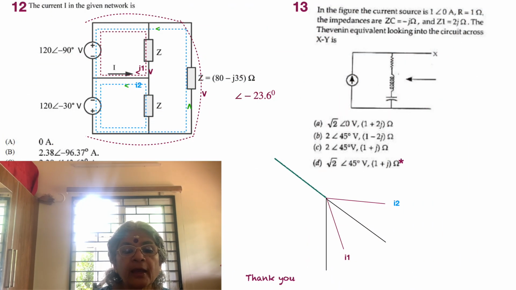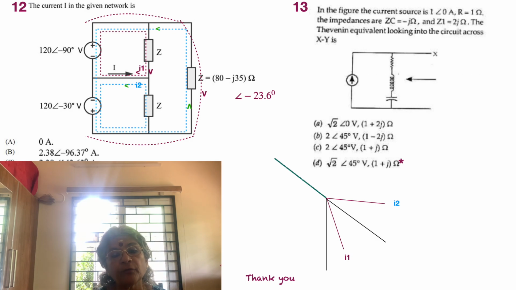So moving on to the last problem, that is 13. Here we have 1 angle 0 flowing through the resistor R0. I'm reading as well as looking at the circuit together with you. ZC is minus j and ZL is 2j, which means that the overall series impedance is going to be R, which is 1, plus j1, so predominantly inductive. So the current is going to be lagging, and the impedance is 1 plus j.